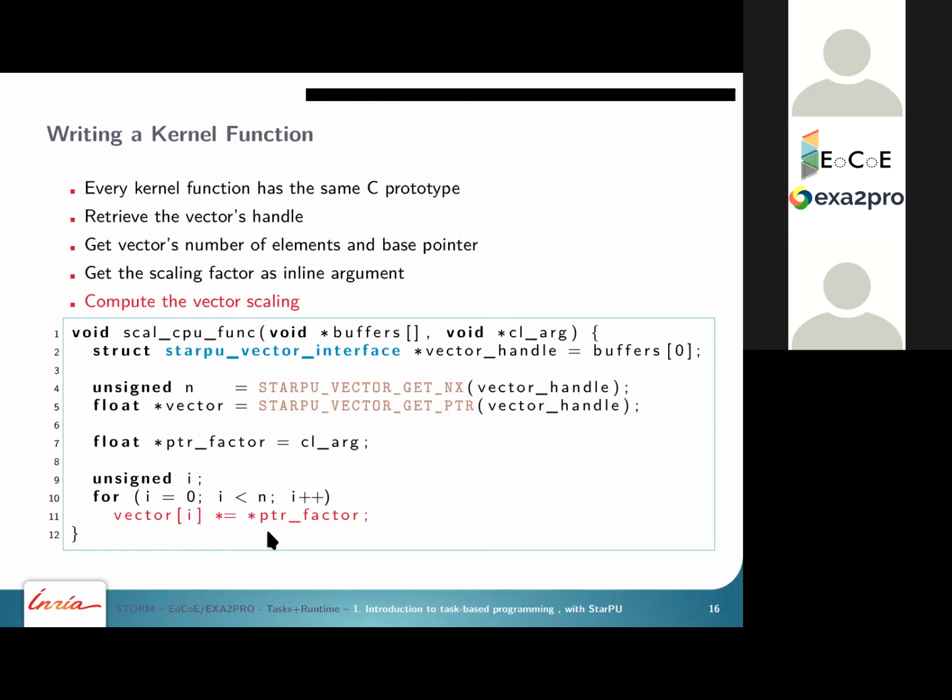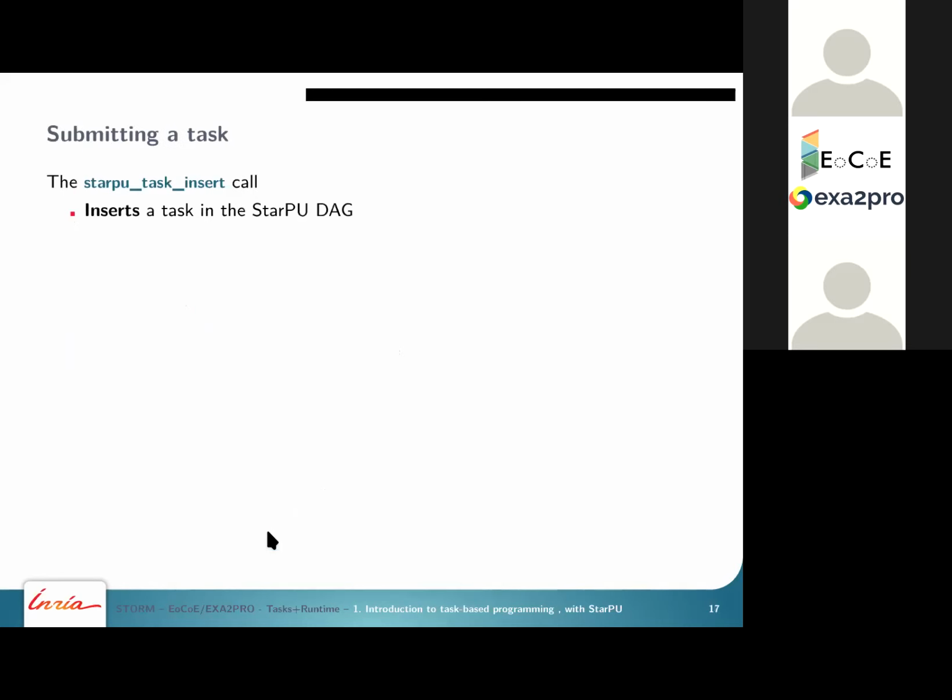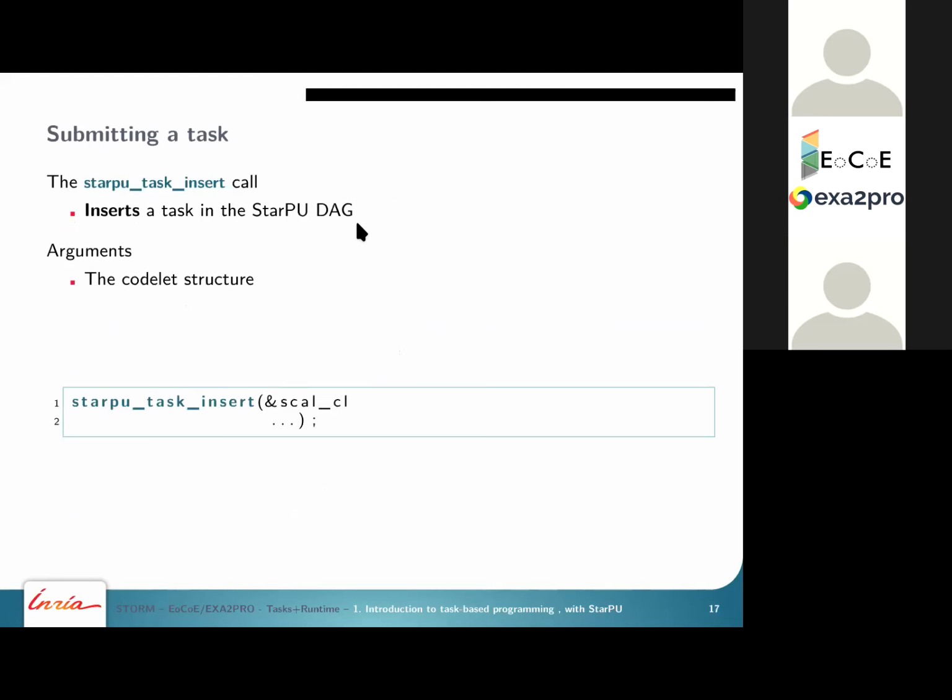Okay, so this is basically the kernel function. Now, how do you submit a task? We have a function called starpu_task_insert, which does the submission quite easily. It inserts a task in the DAG, the task graph of StarPU, while generating the dependencies as I described on Monday.